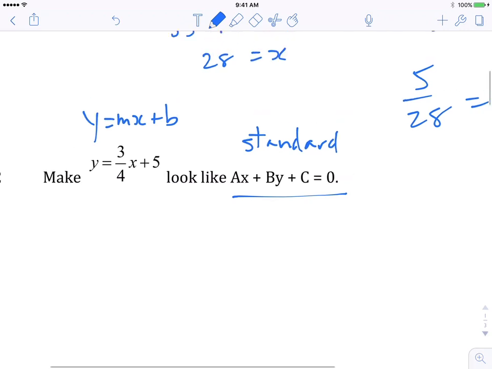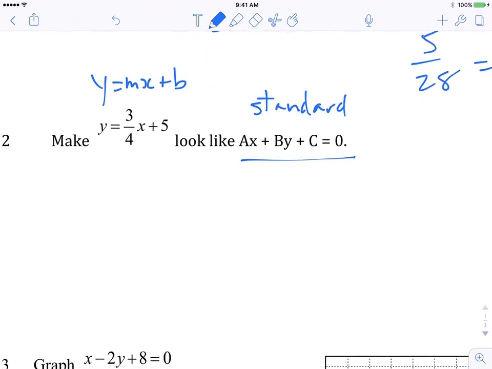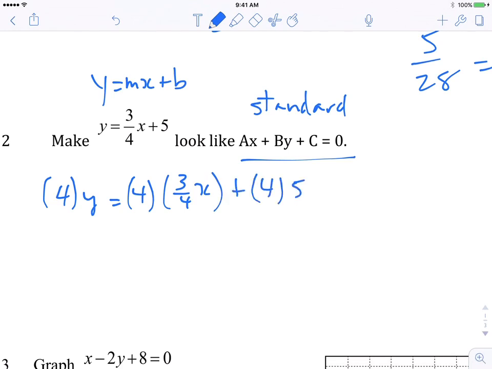Well, what we did up above here was we multiplied by a common denominator. And here, technically, our common denominator, this is y over 1, x over 1, 5 over 1. So our common denominator is really 4. So we're going to multiply every term by 4. We'll have 4 times the y, and 4 times the 3/4 x, and we're going to have plus 4 times the 5. So we literally multiplied everything by 4.